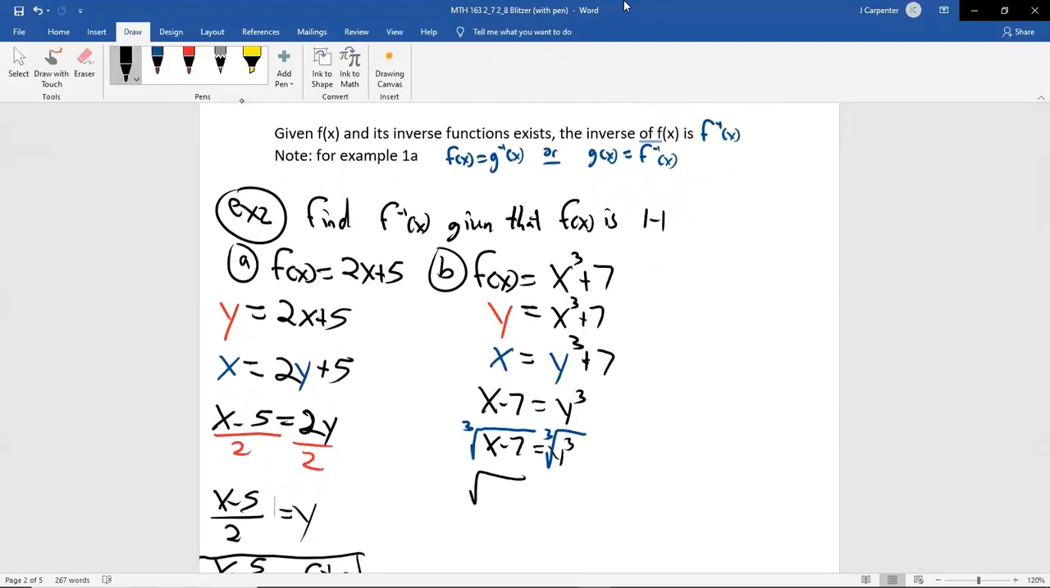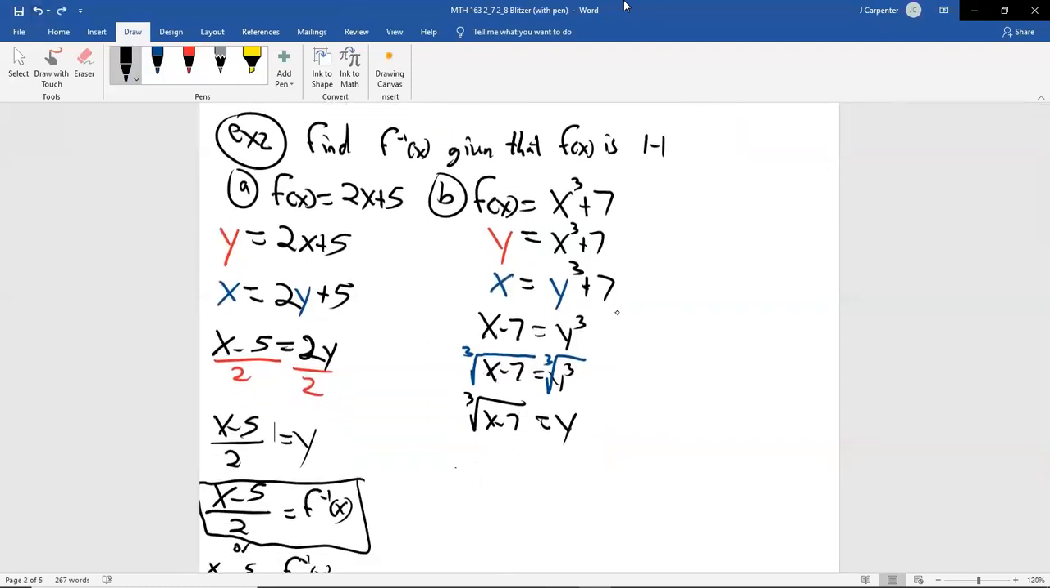So the cube root of x minus 7, nothing happens there. The cube root and the cube cancel, so you just get a y. If you stop, nope, that's wrong, because you did not acknowledge that that's an inverse function. So you change y to f inverse. So we get the cube root of x minus 7 is equal to f inverse of x. And there really isn't a way to rewrite that, so that's the only version of the answer.